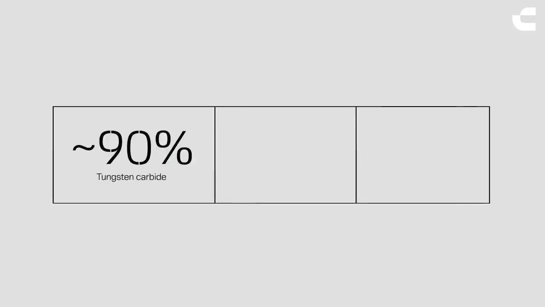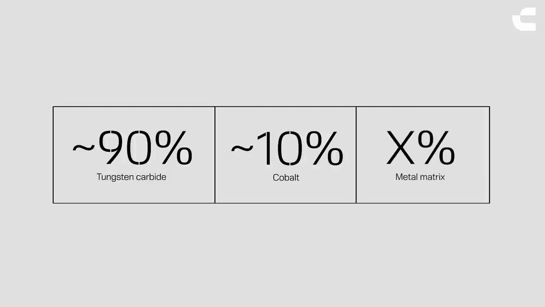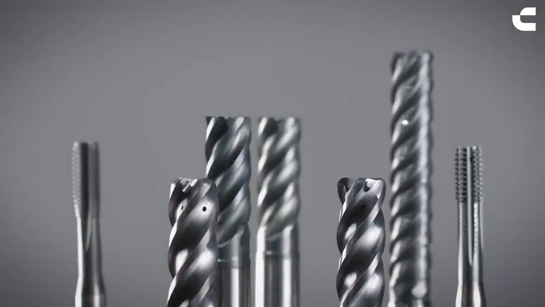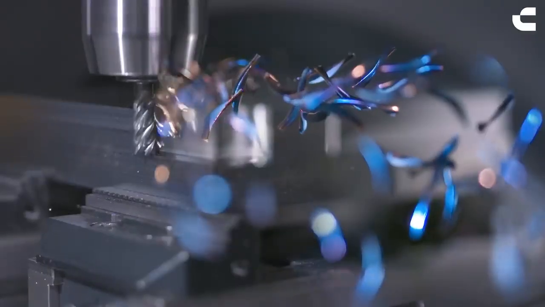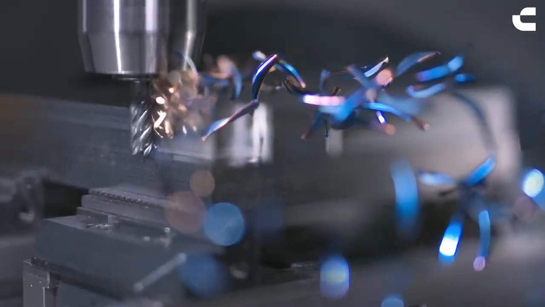The standard recipe for a solid carbide tool is approximately 90% tungsten carbide, 10% cobalt, and a small amount of a specific metal binder. The result? Tools made from one of the hardest materials in the world, known for their outstanding performance and durability. This is how we make them.